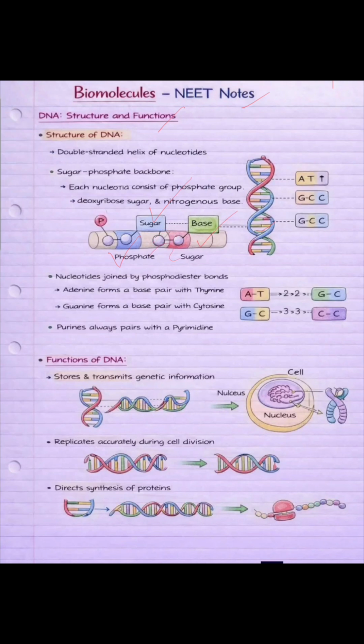These sugar and phosphate molecules are arranged alternately to form the sugar-phosphate backbone. This backbone provides stability and strength to the DNA molecule, while the nitrogenous bases project toward the center. There are four types of nitrogenous bases: adenine, thymine, guanine, and cytosine.